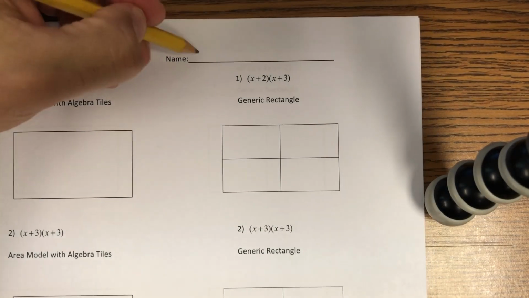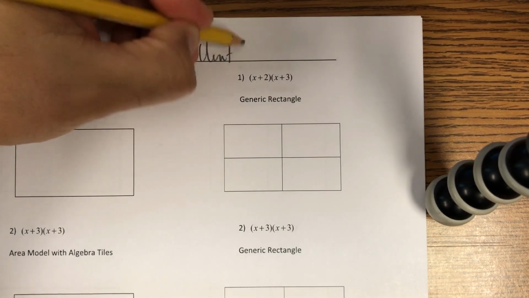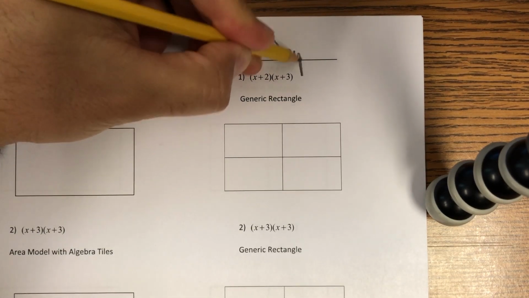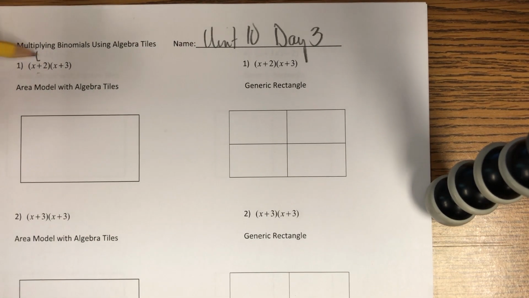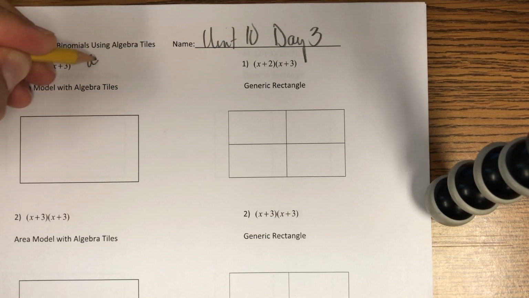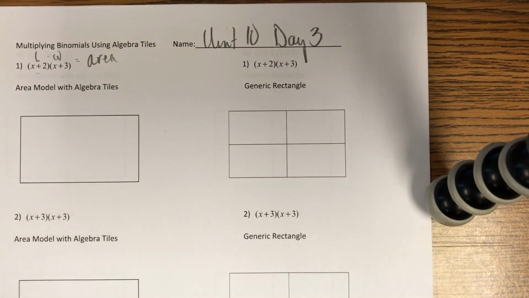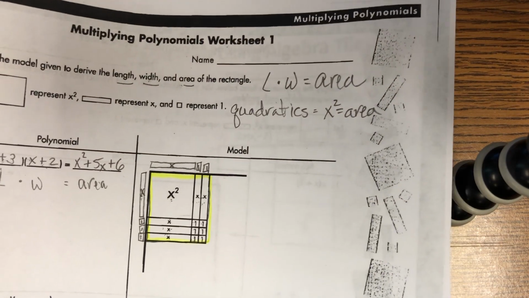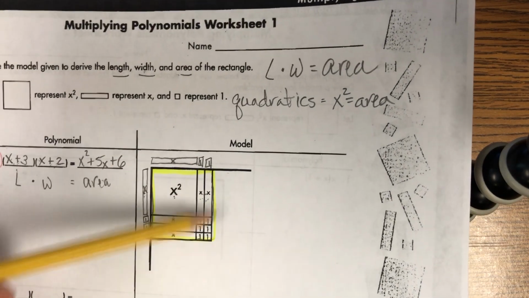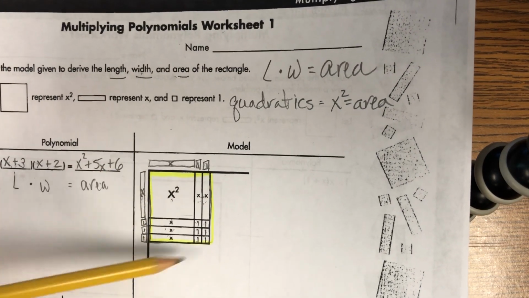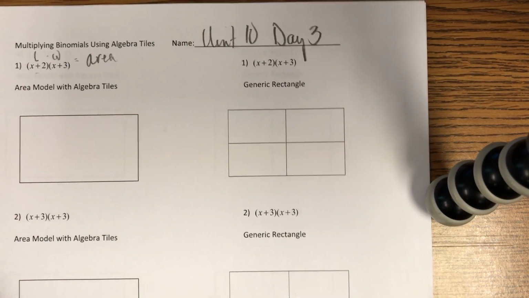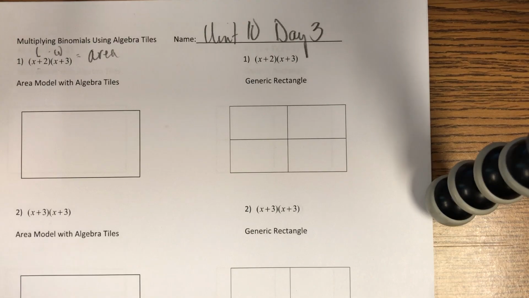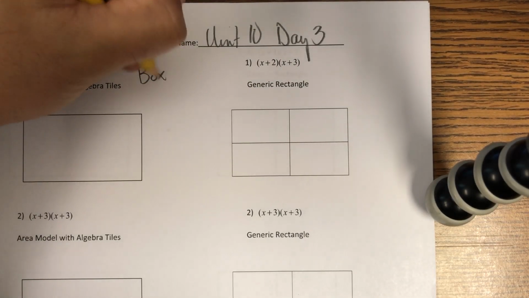All right, folks, welcome to Unit 10, Day 3. We're going to do some more multiplying of binomials. Length times width equals area. In our last class, we did stuff that looked like this. We did the same thing, and we used this modeling of algebra tiles, drawing in algebra tiles to get our answer. Today, we're going to take it a step further, and we're going to use something called box method.